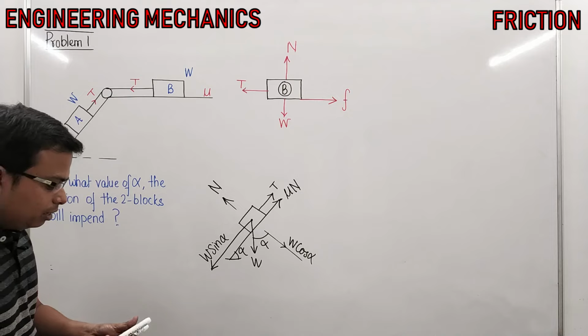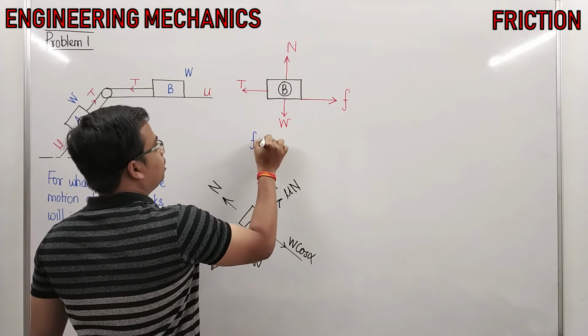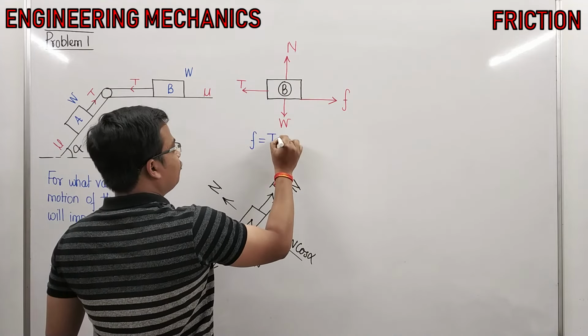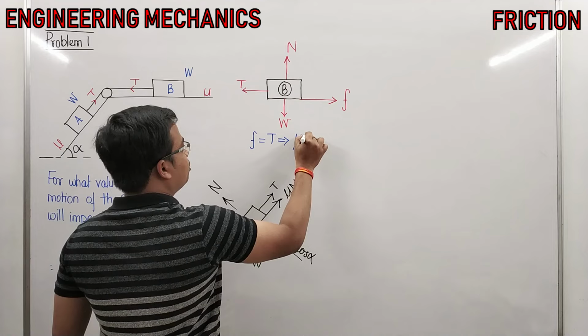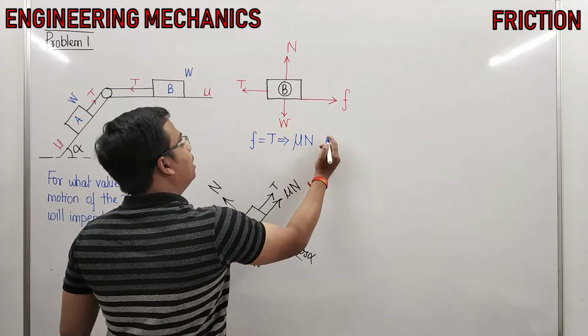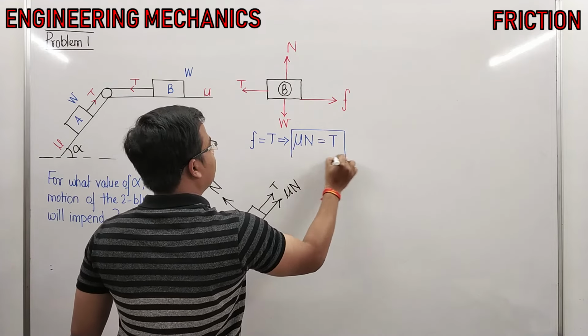If you watch carefully, just try to apply equations of equilibrium. You've got F is equal to T, right is equal to left, top is equal to bottom. F is nothing but a product of coefficient of static friction, mu into N, and mu N basically is equal to T. So this is one equation with which we are going to work.